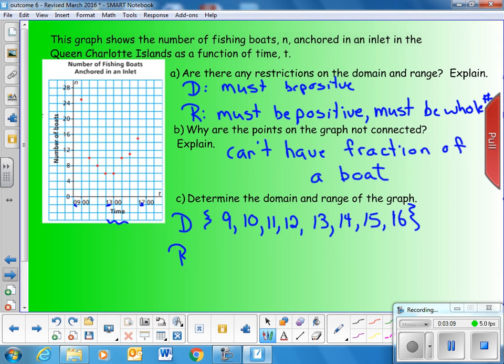Our range is the number of boats. So if we start at the bottom of our graph, the fewest number of boats that are in that inlet at any time are 6. We don't have any data points that represent 7, but we do at 8, at 10, 11, at 15, and at 25.